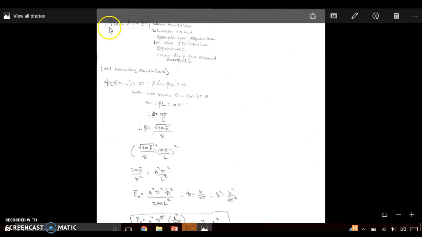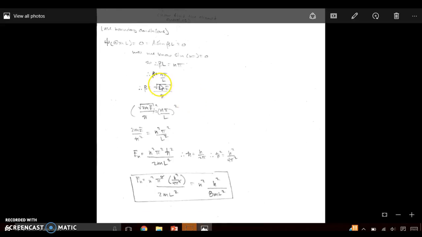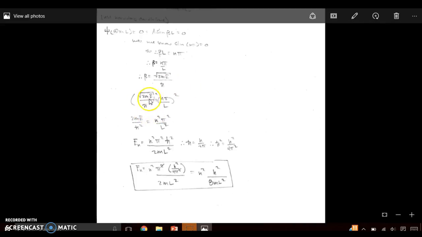So like we said, started off right here. That is our solution to the wave equation. As I said, at L, phi of x has to be equal to 0. Beta L is equal to n pi. So therefore, beta is equal to n pi over L. But we also already defined beta as the square root of 2mE over h bar squared. Basically do some algebra, solve for E. We're just doing algebra right here. But as we see, the allowed energy states for E is n squared h squared over 8mL squared. And that's it.